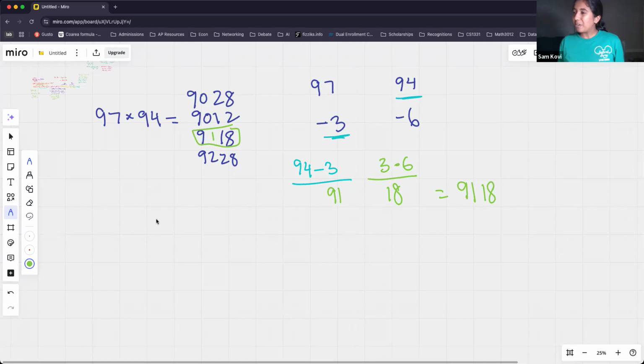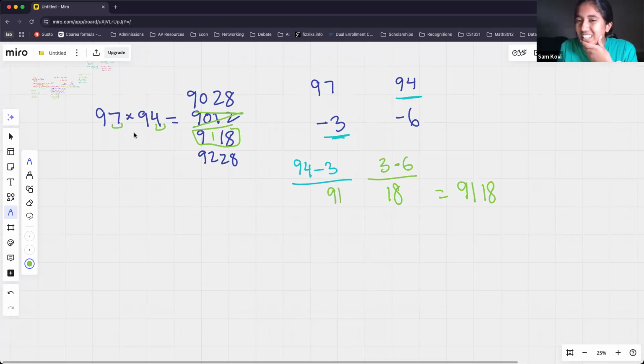And one interesting way to figure this out: first of all, you can immediately know that 9012 isn't the correct answer, because if you take a look at the last two digits, we get 7 times 4, which is 28. So the number has to end with 8. That's how we know that 9012 isn't the right answer.